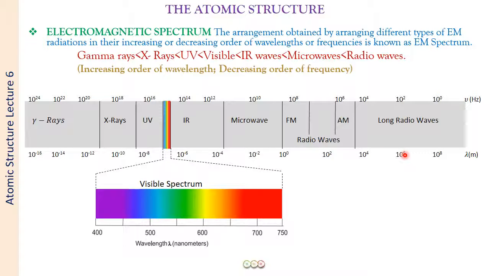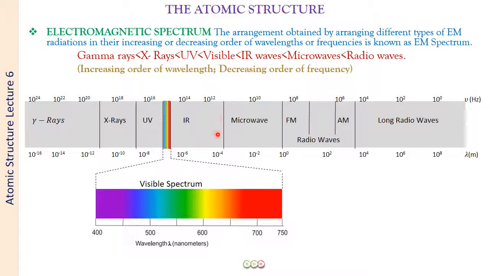and that of the radio waves is the maximum. And also one point please do remember here is that the frequency and energy are directly related to each other. So the energy of these radiations is going to follow the order of the frequencies. So the gamma rays are going to have the maximum energy. The radio waves are going to have the minimum energy.